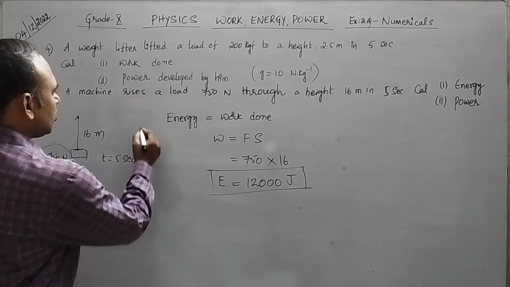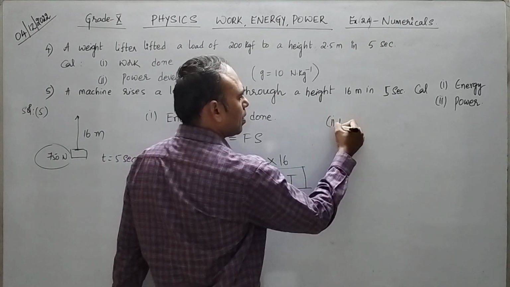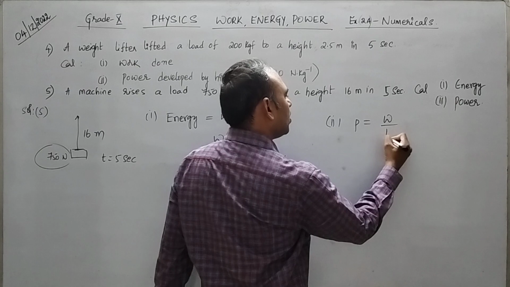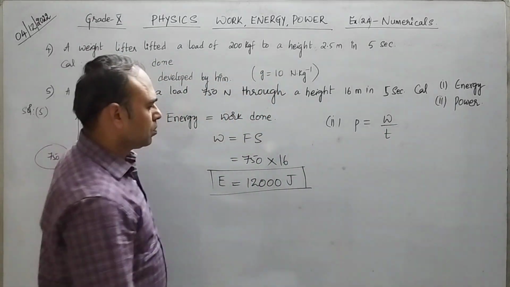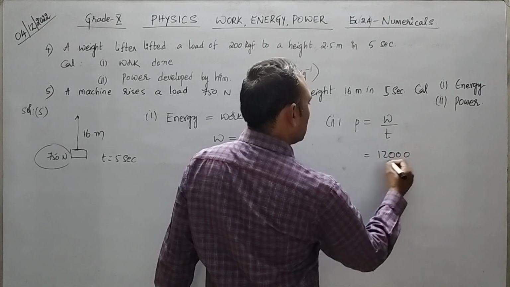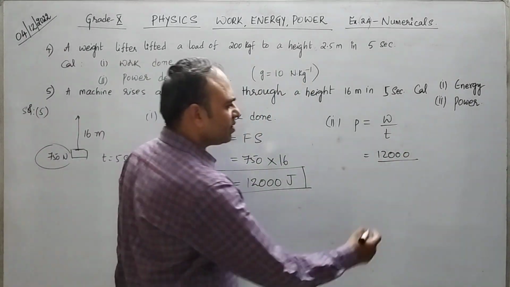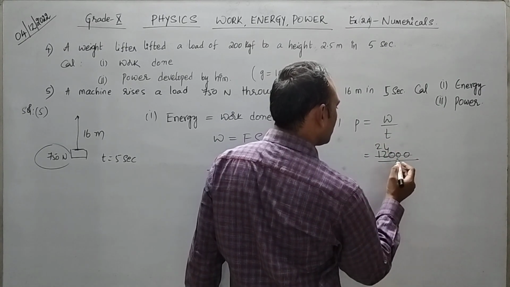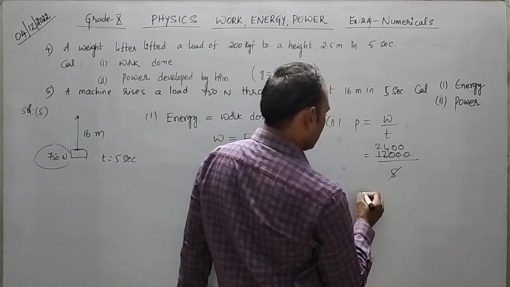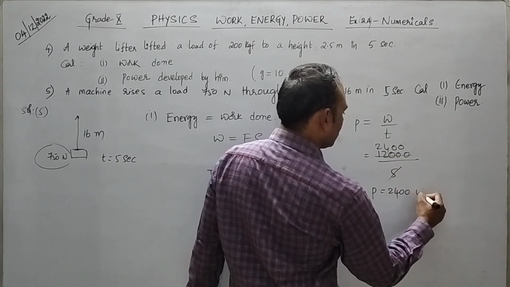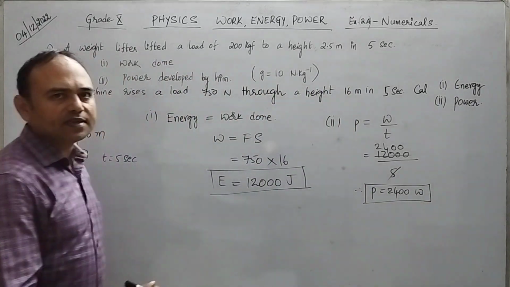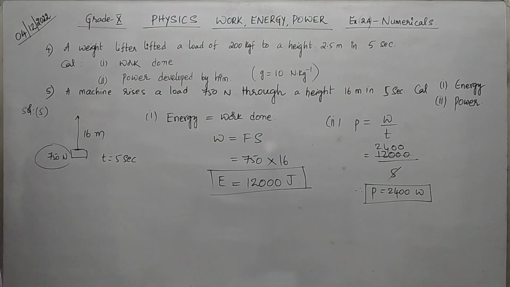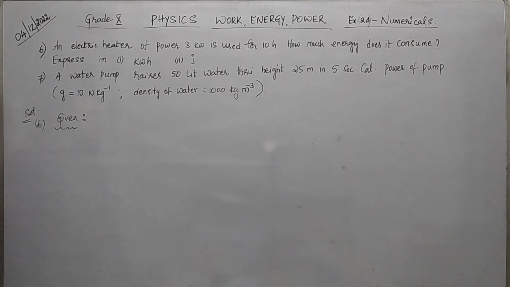So what is power here? So first one we have done. Now second one. Power is nothing but work by time, rate of doing work. So that is 12,000 divided by how much time? That is 5 seconds. So we cancel 2, 4, 0, 0. Therefore power is 2400 watt. Hope you are able to understand. If they give in hours power also, you can calculate. Now let us move to question number 6. Next, question number 6 and 7.